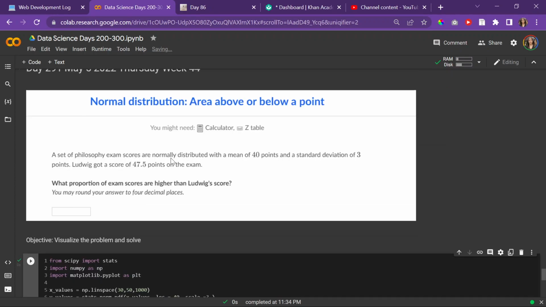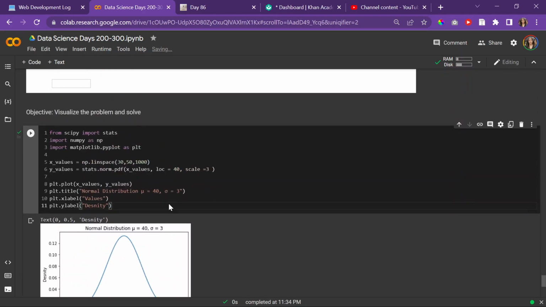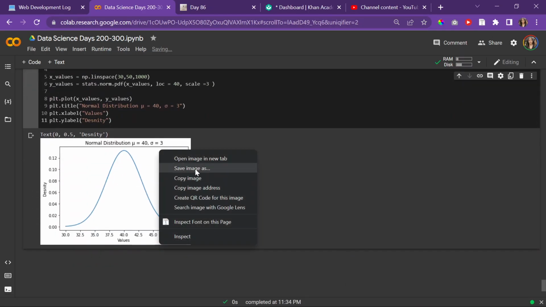What we're trying to do is find the proportion of exam scores that are higher than Ludwig's score. How do you say his name? Ludwig got a 47.5. So he got right about 47.5, right here. Let me save the image.